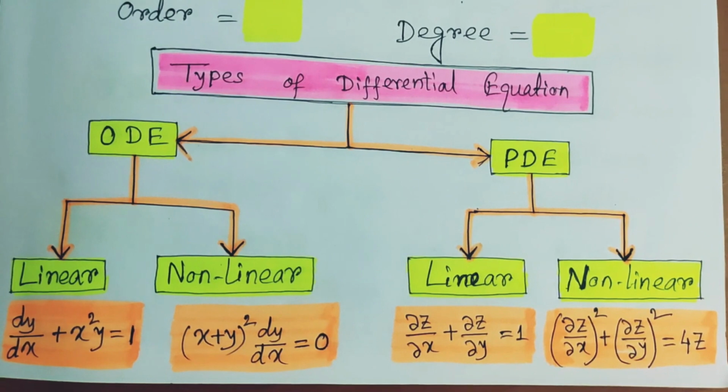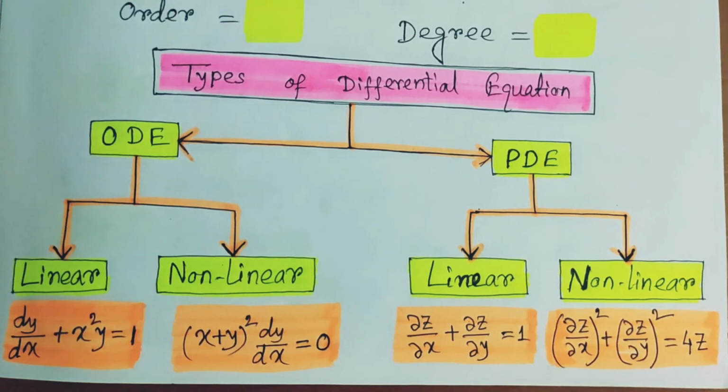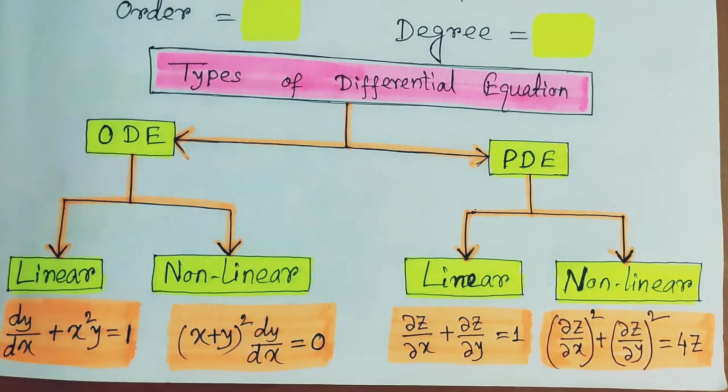For non-linear, just look here: (x + y)² dy/dx. dy/dx is in its first order, but in y² we find the second power. So it is non-linear. Similarly for the PDE, here ∂z/∂x + ∂z/∂y = 1. This is the linear one, and (∂z/∂x)² + (∂z/∂y)² = 4z is the non-linear one. So I hope it is clear to you when a differential equation is called linear and non-linear. These few basic aspects we come to know about the differential equation.